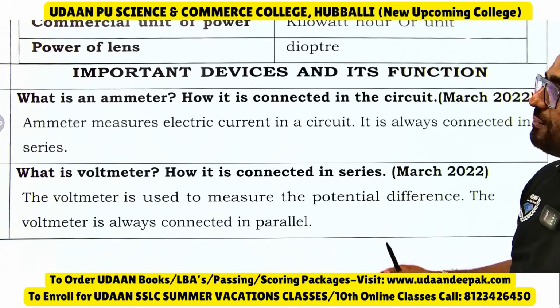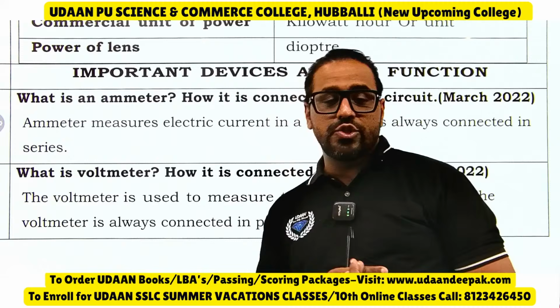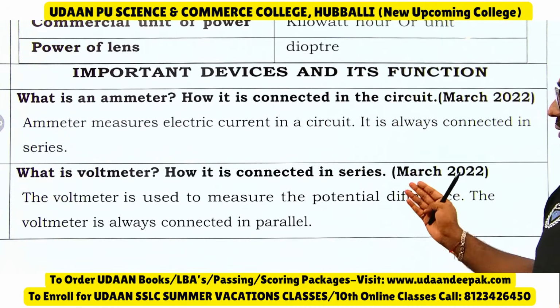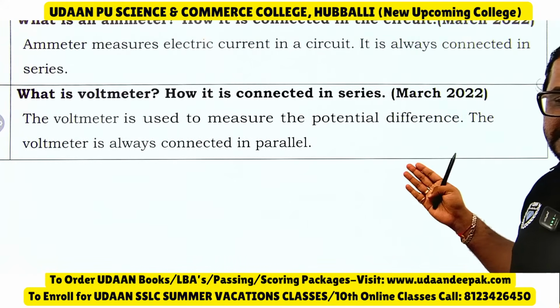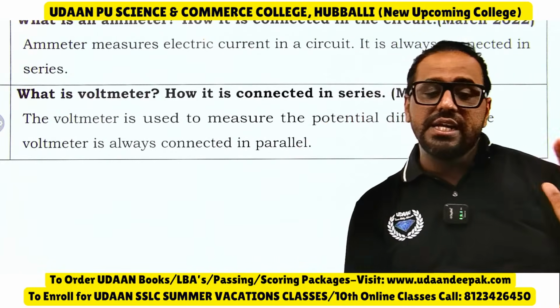Then what is ammeter? Remember, ammeter is a device used to measure the current and it is always connected in series with the circuit. Other way, voltmeter is a device which is used to measure the potential difference and voltmeter is always connected in parallel with the circuit.